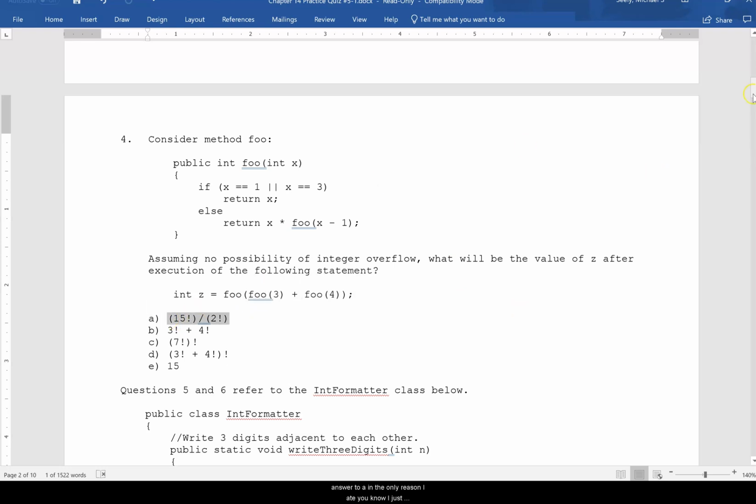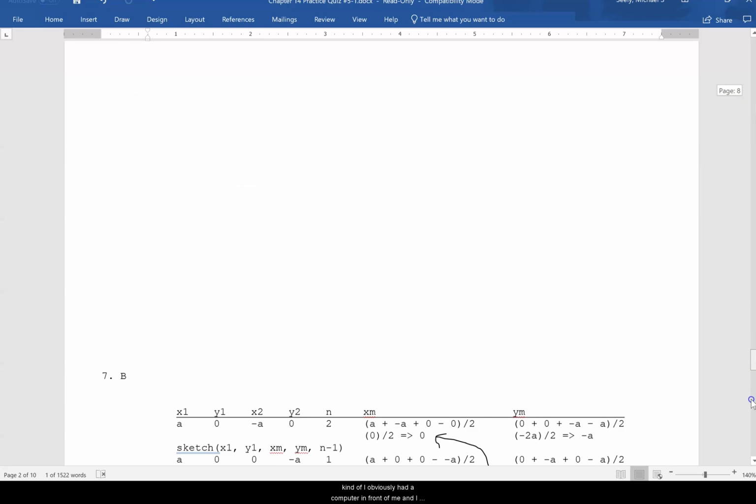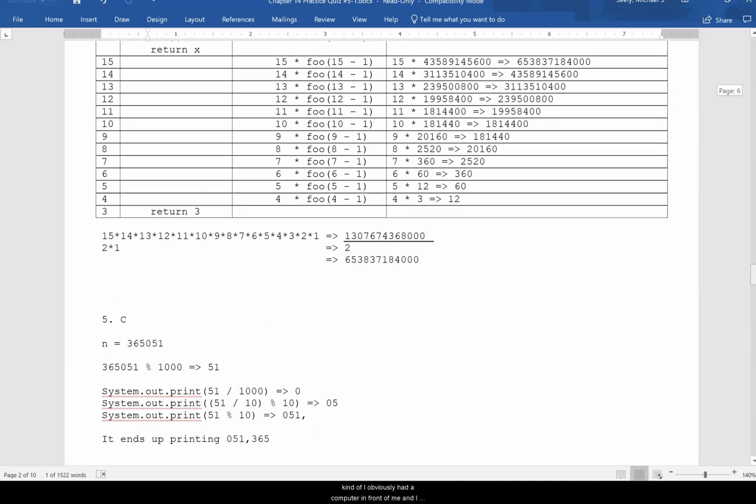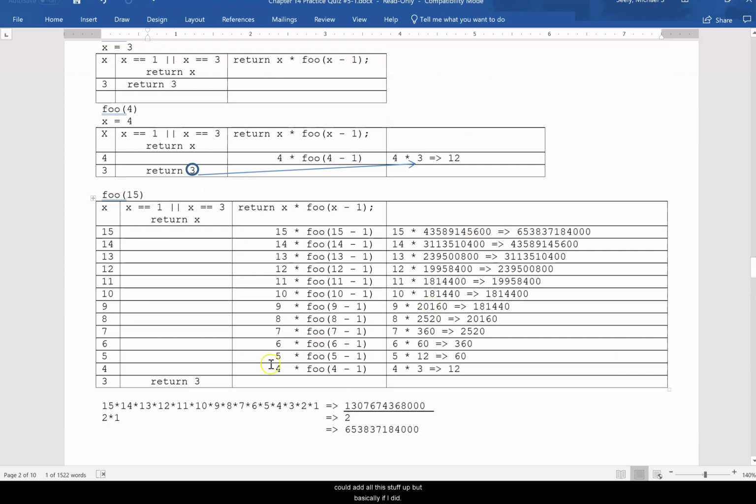It's A. The only reason I know is that I had a computer in front of me and could add all this stuff up. Basically, if I did 15 factorial, I get that, and then if I divide it by 2 factorial, I get the answer there. When I go through it all, this is the final answer. So that's how I'm able to check it.